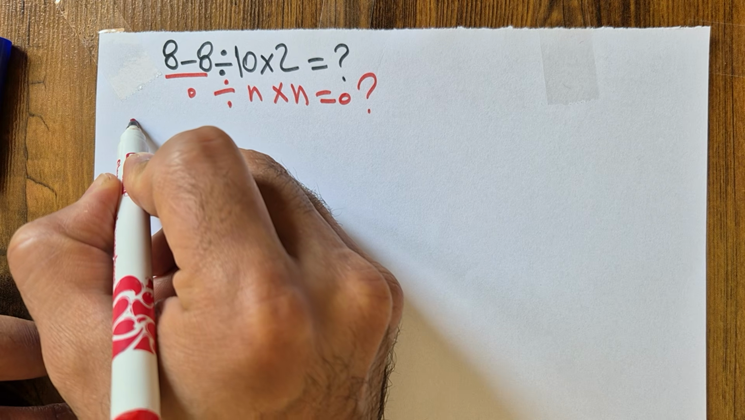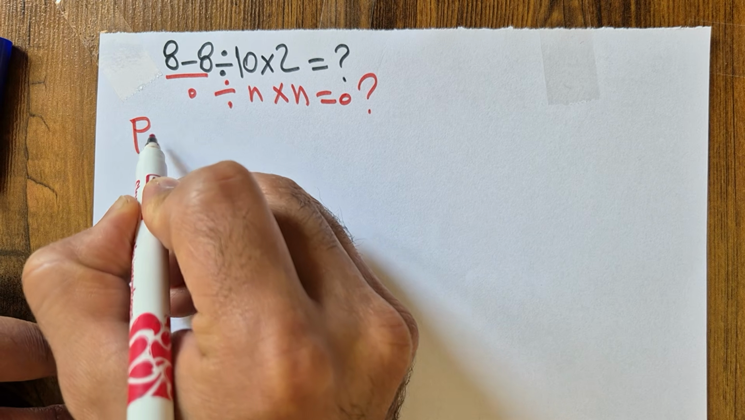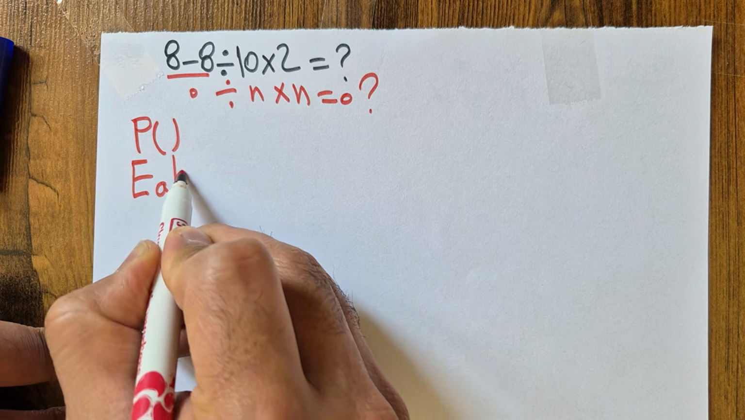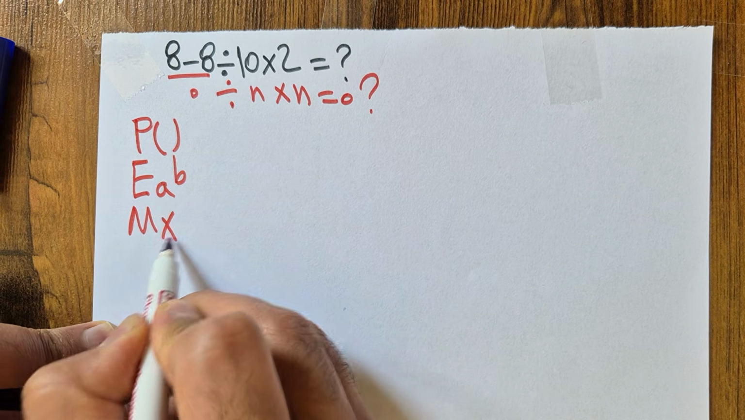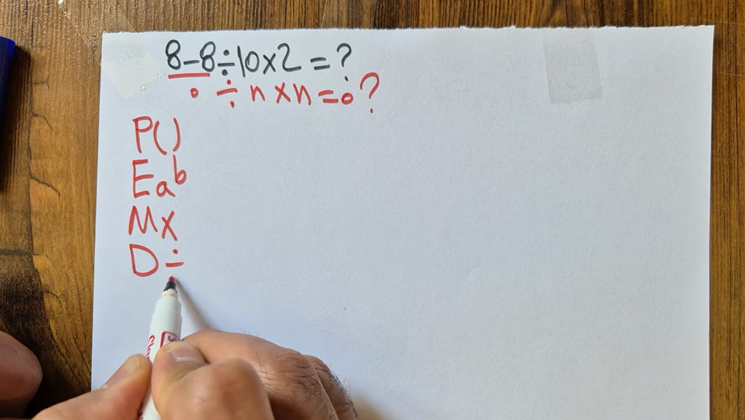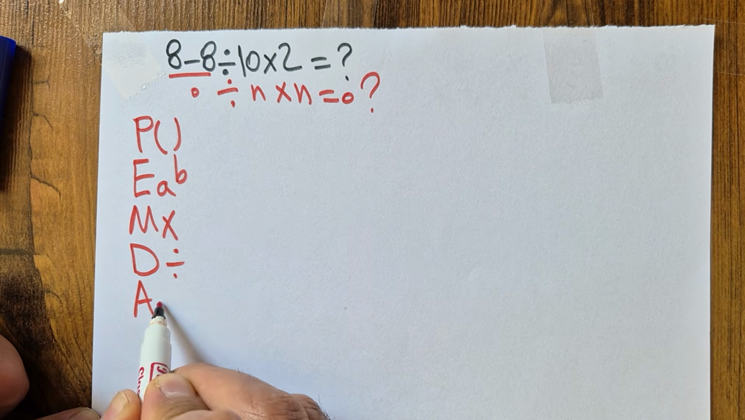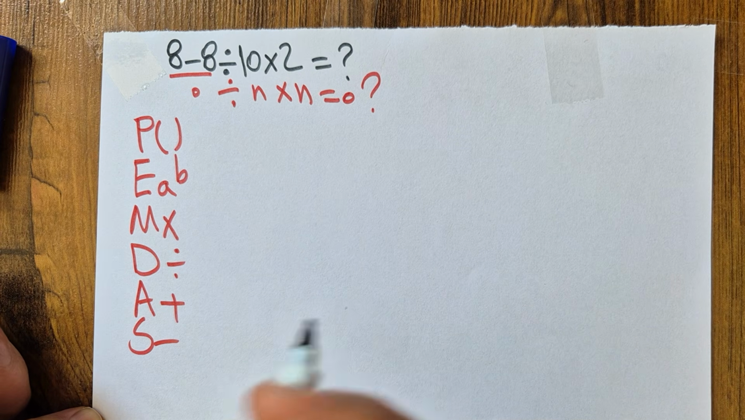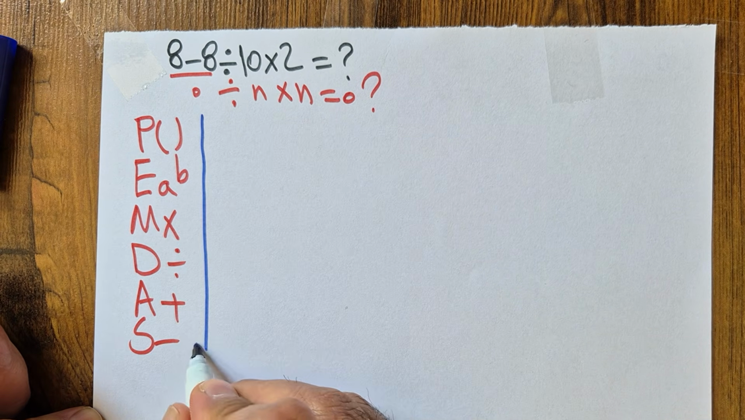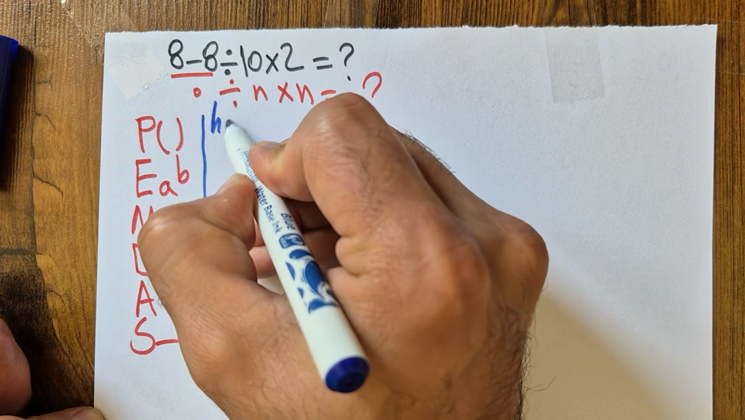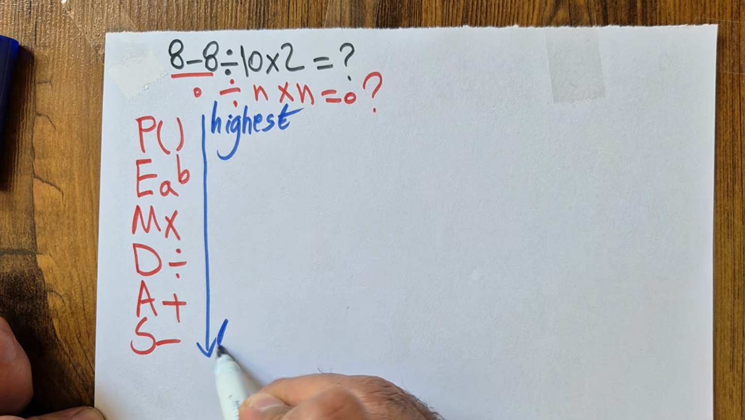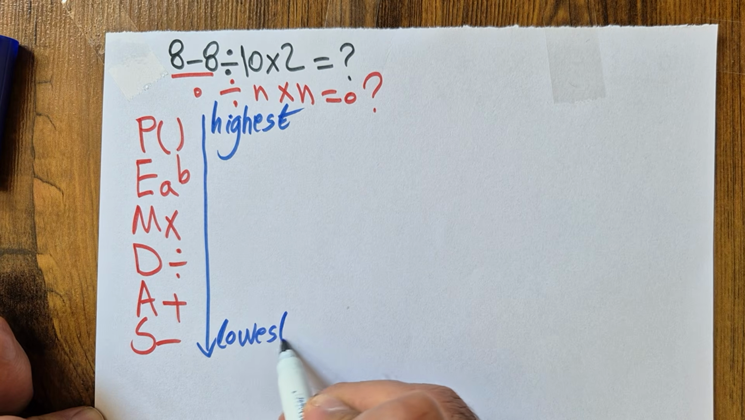It is called PEMDAS, and that's an acronym. P stands for parentheses, E stands for exponents, M stands for multiplication, D stands for division, A stands for addition, and finally S stands for subtraction. And this gives us an arrow of priority, from the highest to the lowest priority.